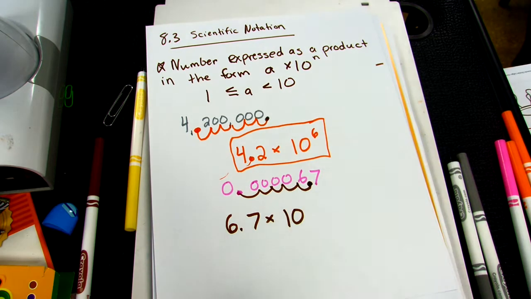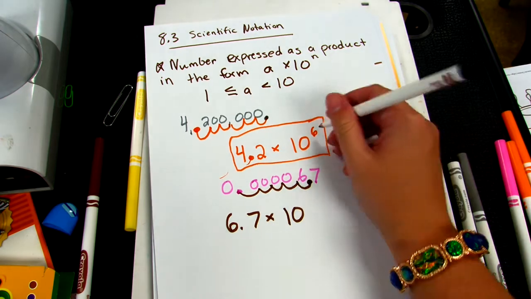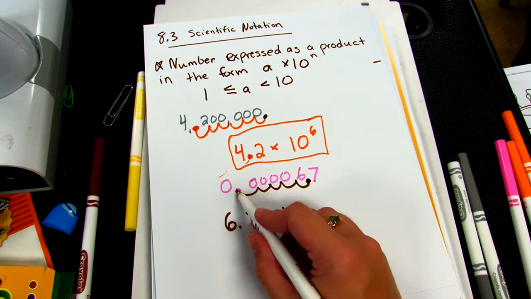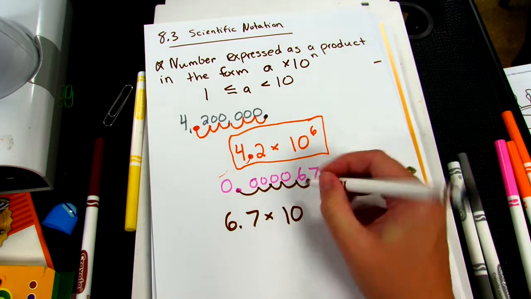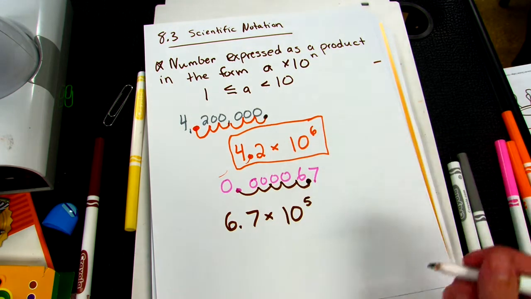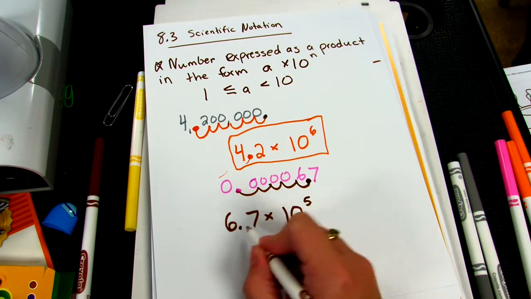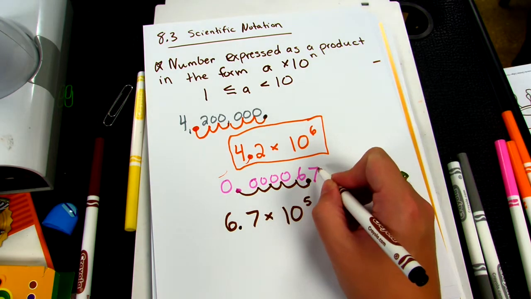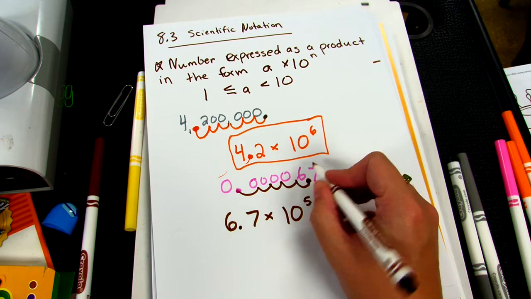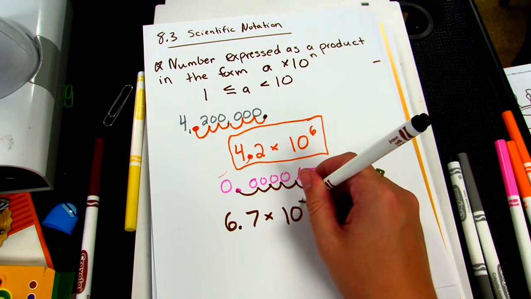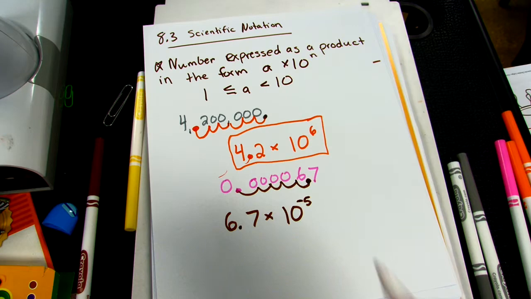Now all we have to do is decide what's going to be our exponent. Well, how many times did we move our decimal? 1, 2, 3, 4, 5. So our exponent is 5. However, this is 6.7. Was our original number smaller than 6.7 or bigger than 6.7? It was smaller, so that means our exponent is negative 5.